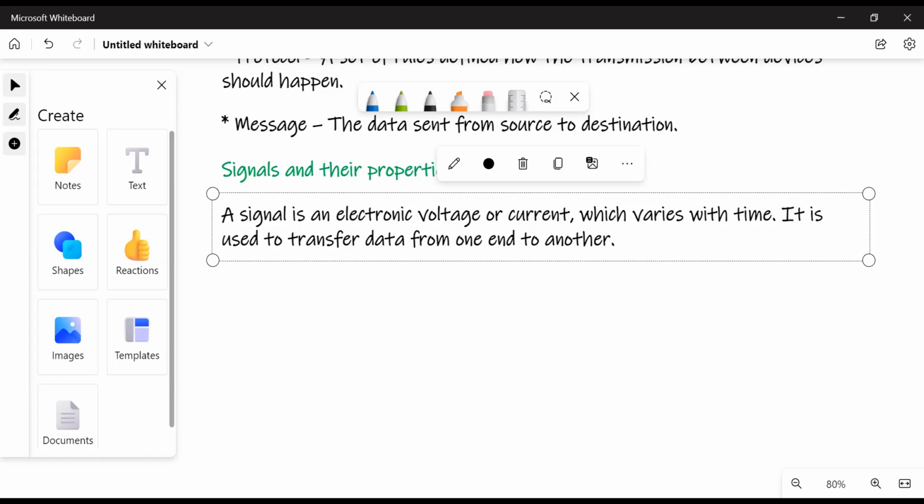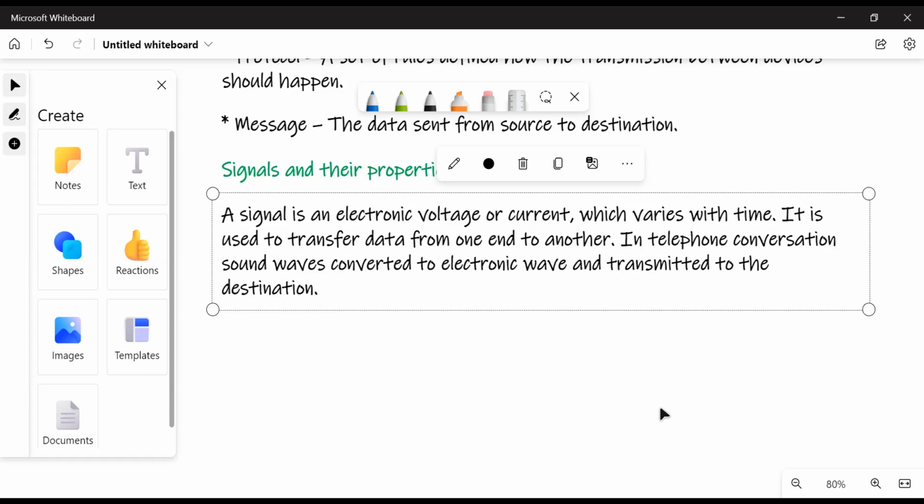So in telephone conversation, if you take it as an example, we have sound waves. Our sound is a wave, but to transmit, you have to convert this wave into an electronic wave. Once you convert it into an electronic wave, then you can transmit it to the destination. So as a first step, we need to convert the sound wave into an electronic wave, and that we are going to transmit to the destination.